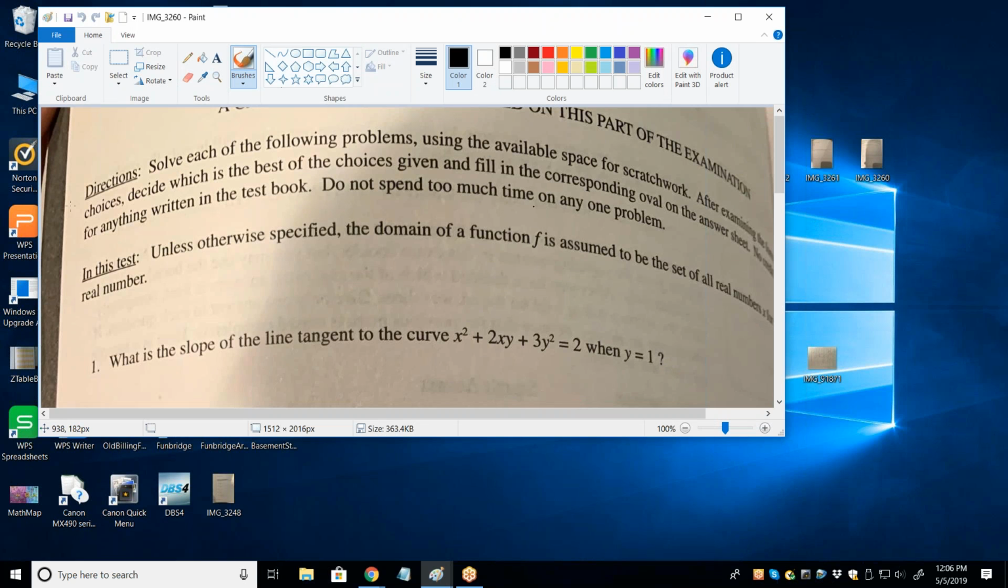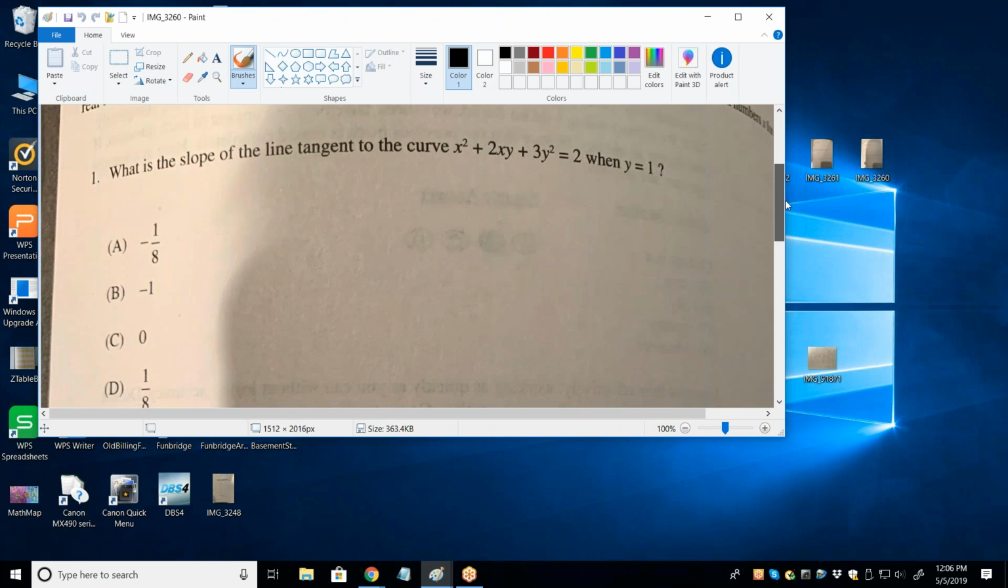The top of that, does that say a calculator can be used on this part of the examination? I can't tell. It's non-calculator. I don't think we need a calculator in any of these, but I was just wondering.